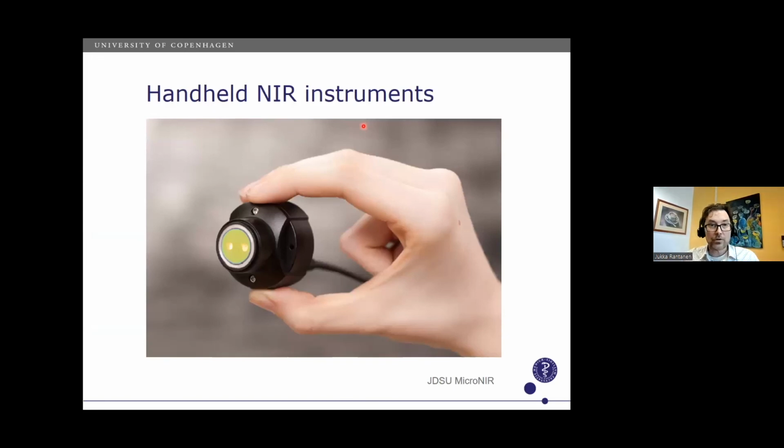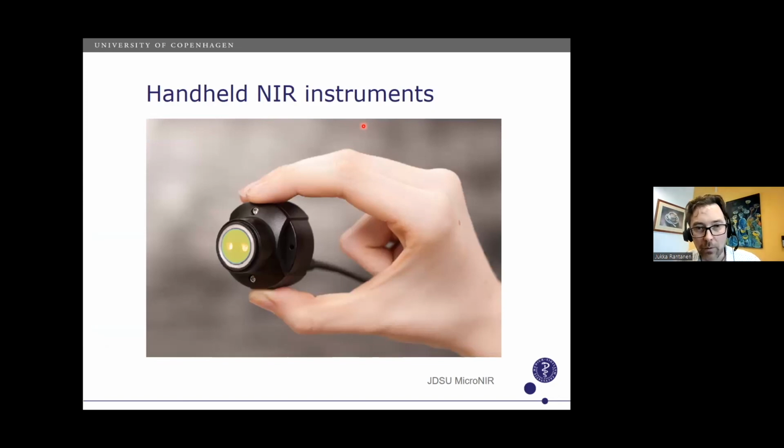So many of these instruments are getting smaller and smaller. So the concept of handheld instruments is something that is really handheld nowadays. So this is an NIR instrument that is the smallest on the market that I have managed to find. So it is really like the size of a matchbox, if you will.